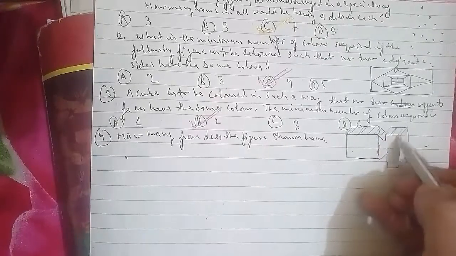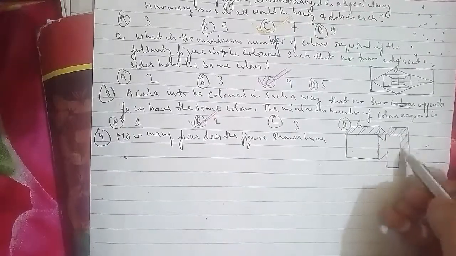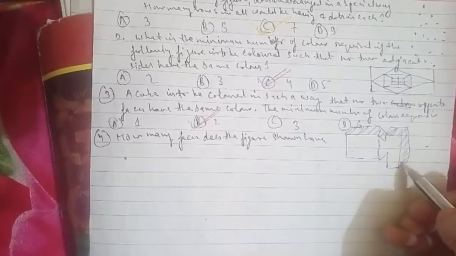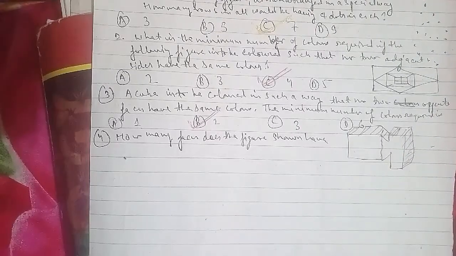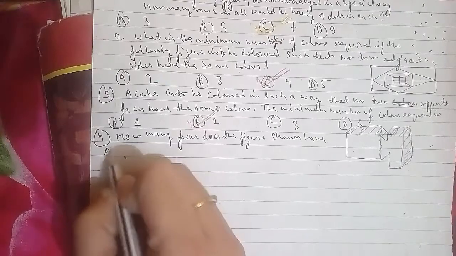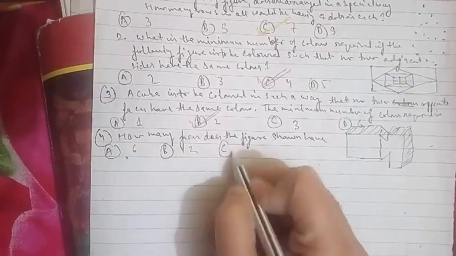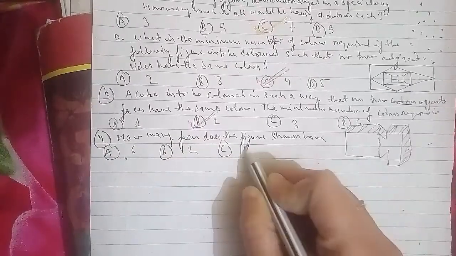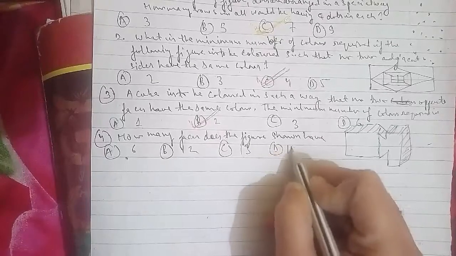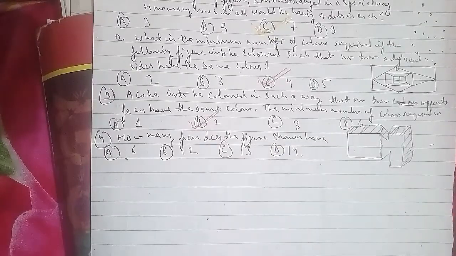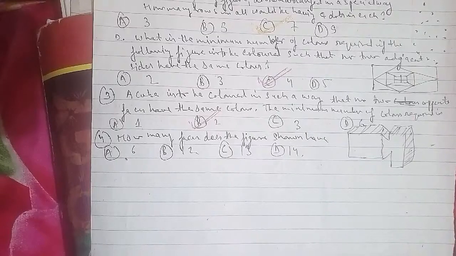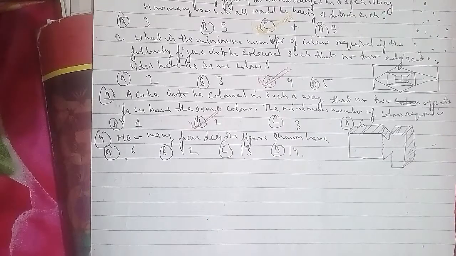The options we have here: A is 6, B is 12, C is 13, and D is 14. For this, the answer is B, which is the right answer for this question. The answer is 12. Now we'll go ahead with another question.